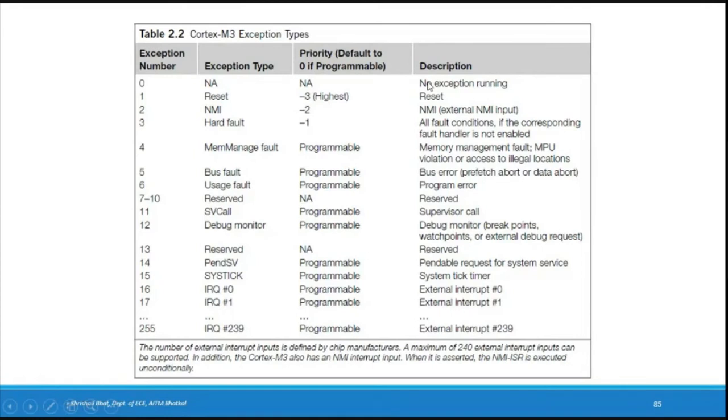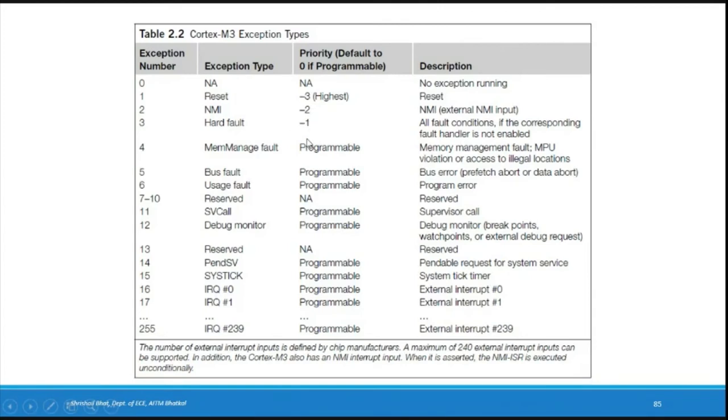Exception number 1 is reset, the system reset. When you reset, that is the exception number 1 that has got the highest priority. The highest priority is -3. That means system reset has got the highest priority. Then NMI is non-maskable interrupt. It cannot be disabled. That priority is -2. Then hard fault, some hardware fault. All fault conditions, if the corresponding fault handler is not enabled, will be treated as hard fault. That is exception number 3. Its priority is -1, which means next to -2.